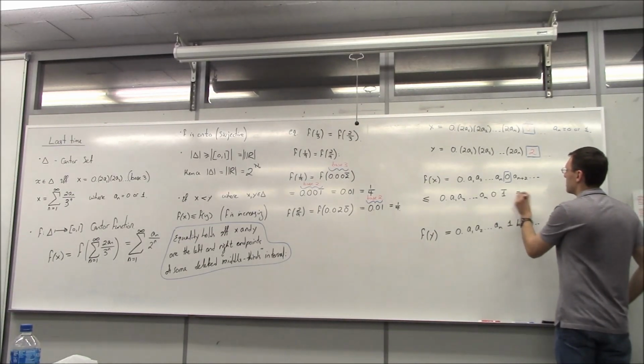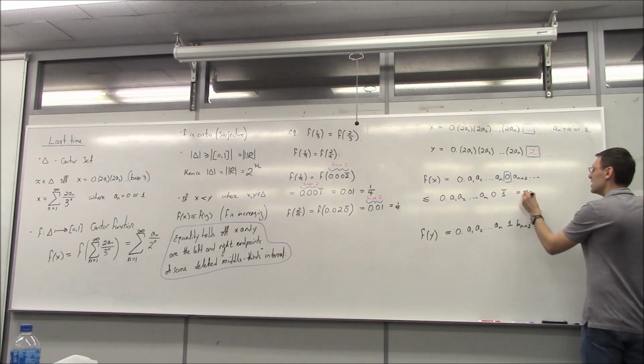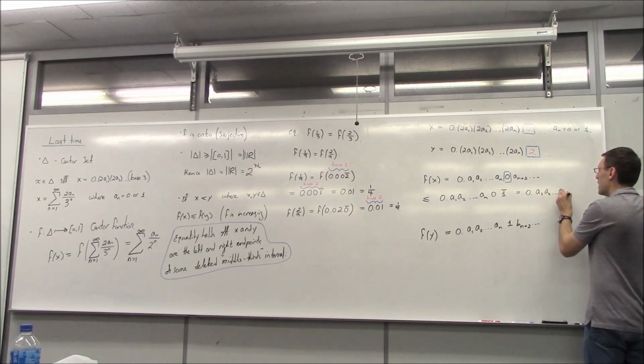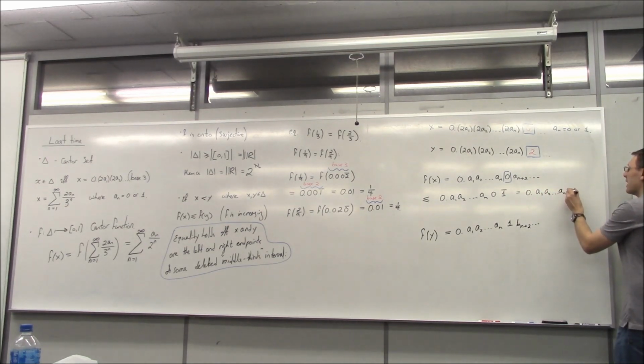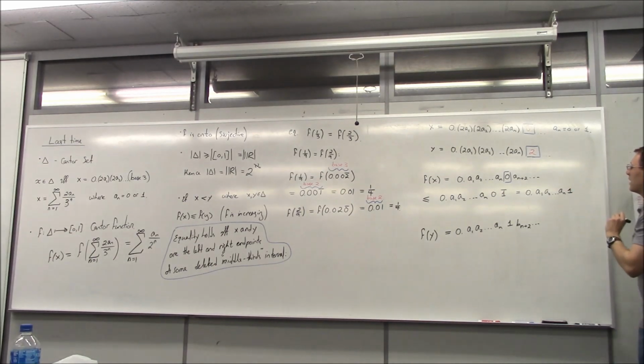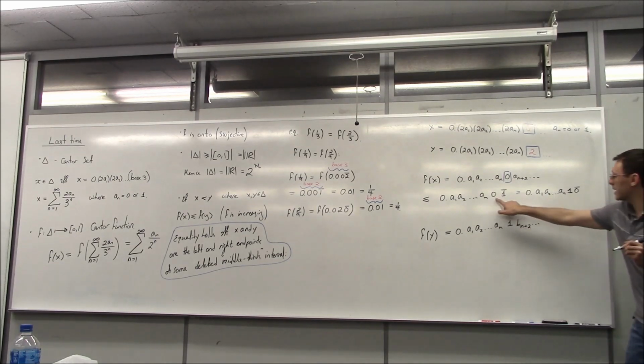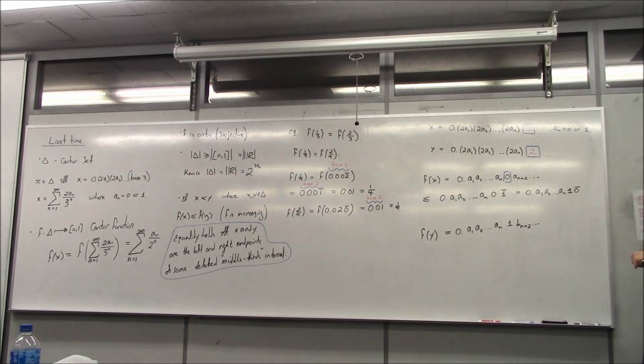So this is then simply 0.a1, a2, all the way to an, and then followed by just 1, and then followed by a bunch of zeros. Right? You see, I can remove the 0 and I can make it a 1.